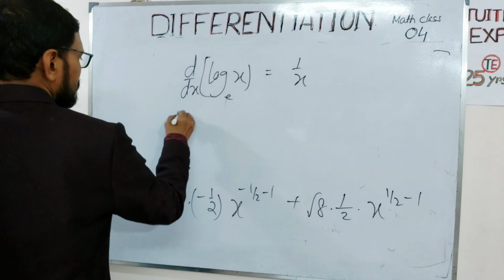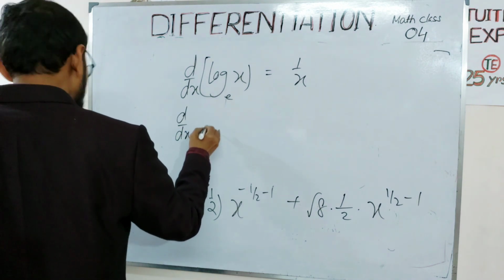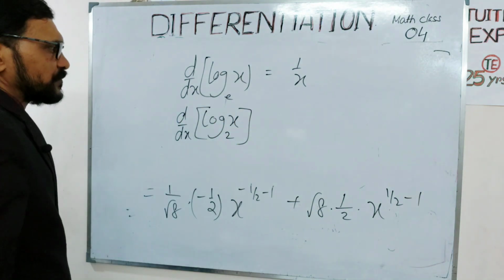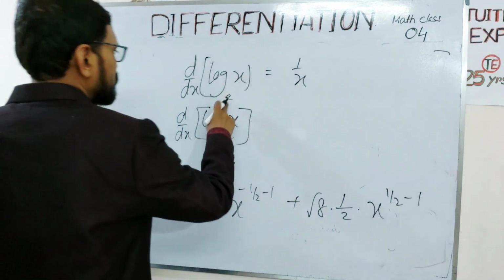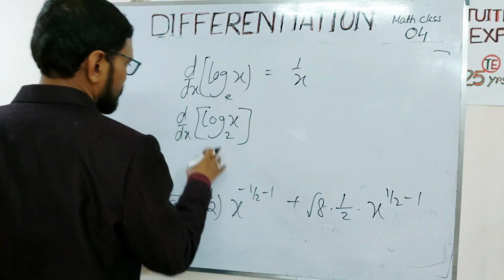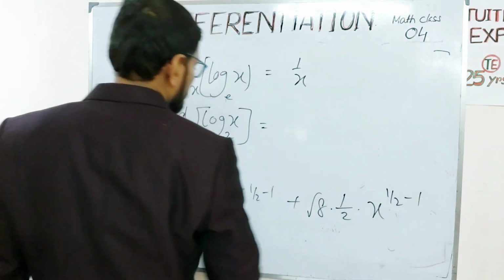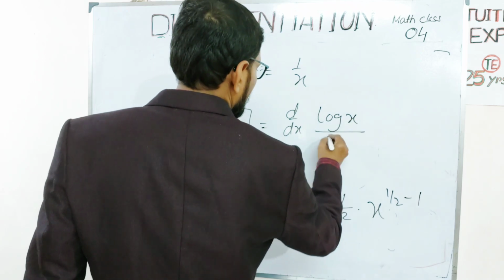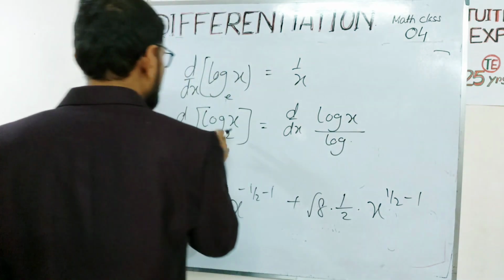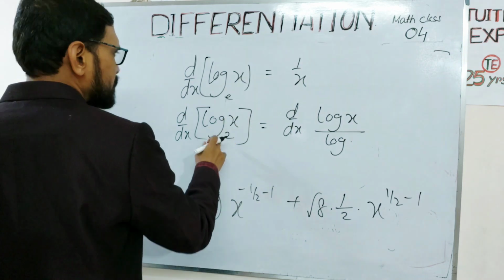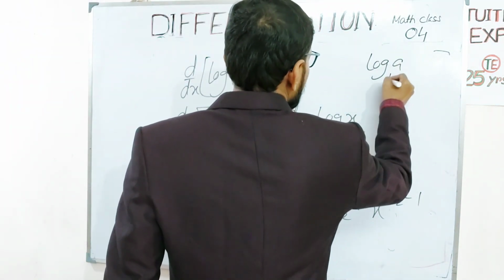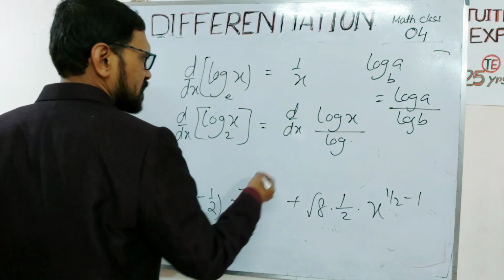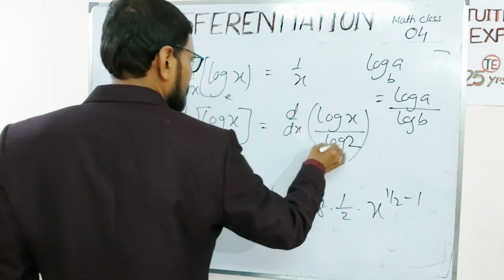Now if you have to find the derivative of the function log x base 2, what is the derivative of this? The derivative of log x with respect to base e is 1 by x. Now what is the result of this? This is actually the formula of log a base b, which equals log a by log b. So this becomes log x by log 2.